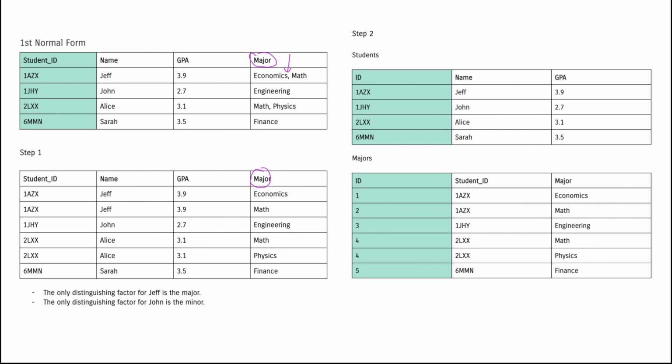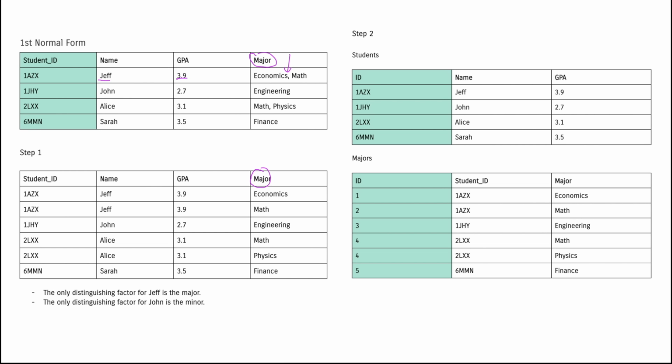And this is just kind of an intermediary step, and you're not actually going to do this on the IB exam, but I'm just doing this to show you how we get from non-normalized to first normal form. So right here in this table, we're just going to repeat. So we have Jeff right here. Jeff had a 3.9 and was majoring in economics and math.